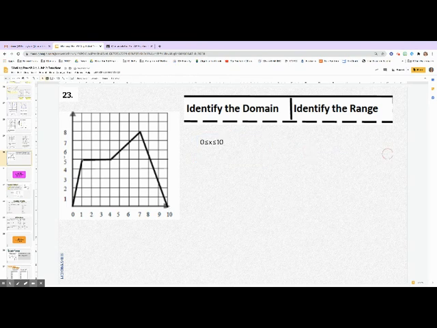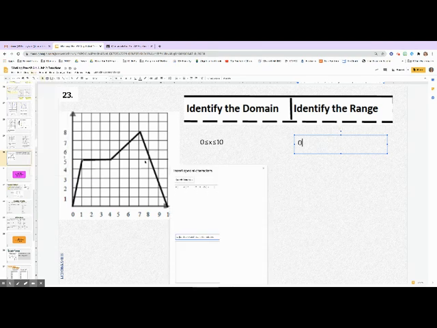Okay, and then the range is how far it goes down, how far it goes up. So it goes all the way down to 0, and it goes up to the tipping point. The tip right here is 8. So it goes from 0, and it includes 0. So we're going to use less than or equal to. y is less than or equal to, it goes all the way up to 8. Okay, so that's your domain and range.